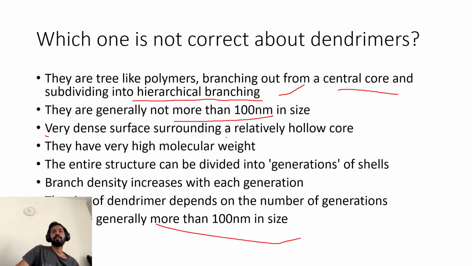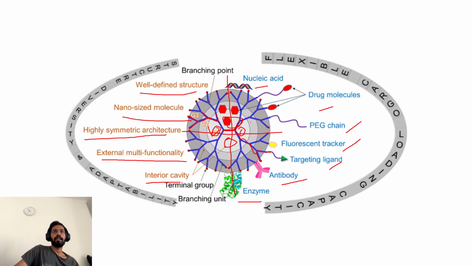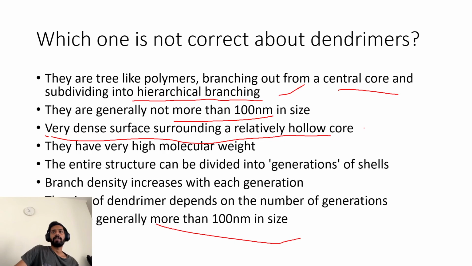So, very dense surface surrounding a relatively hollow core. That's true, right? We've just discussed most of the interior is empty, so the core is hollow, but it's surrounded by a dense surface. So that's true. They have very high molecular weight, which is also true because they are constantly branching and very dense structures. The entire structure can be divided into generations of cells.